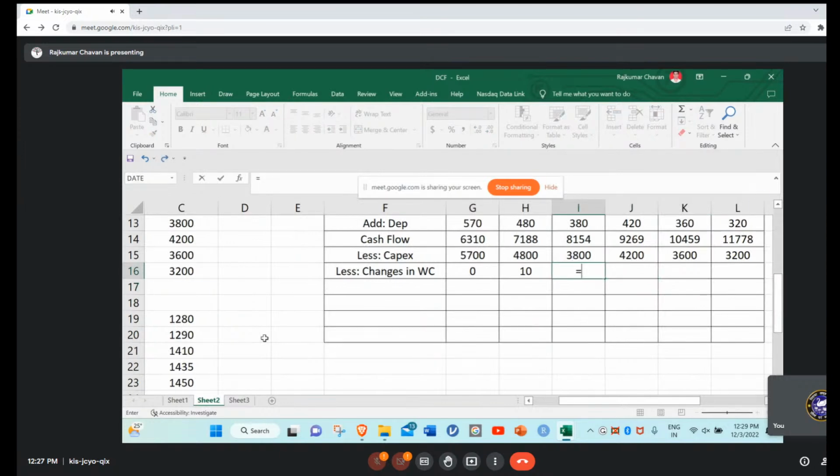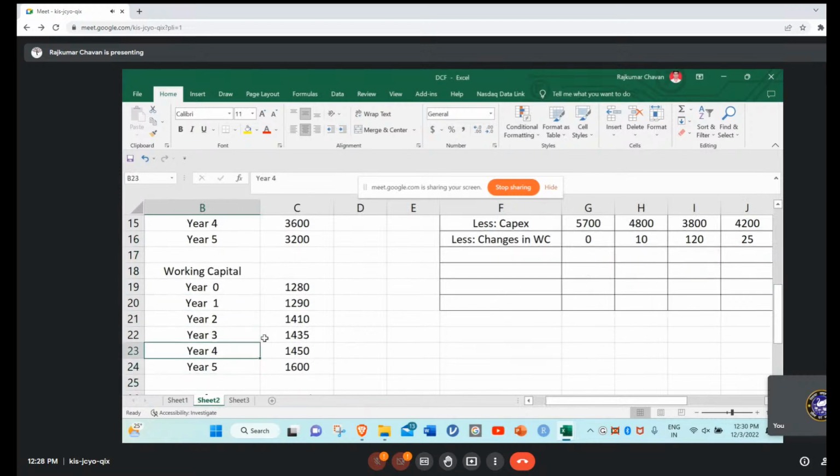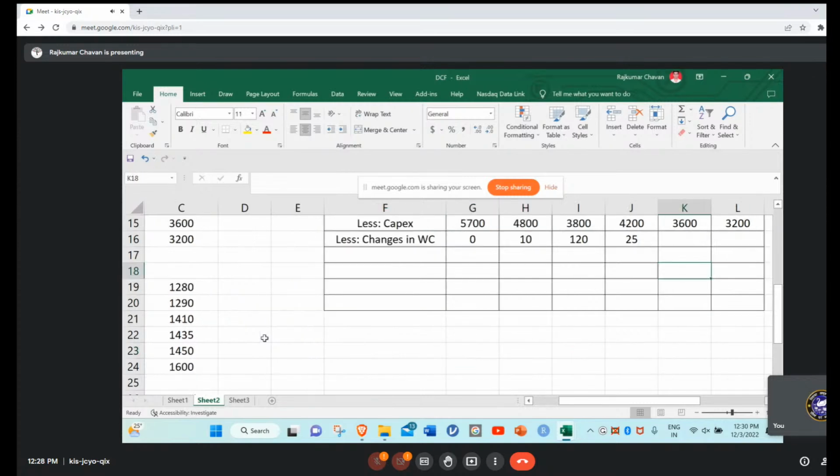Is equal to, take the value 1410 minus 1210. What is the answer? 25. Working capital has increased, but by how much? 25 rupees. Next, can you do it for next year? 1450 minus 1435. How much increase? 15 rupees. Again, increasing working capital means investment. Investment means minus. And last year is 1600 minus 1450. What is the answer? 150. Again an increase, but increasing working capital means investment. Investment means minus. Got the logic?